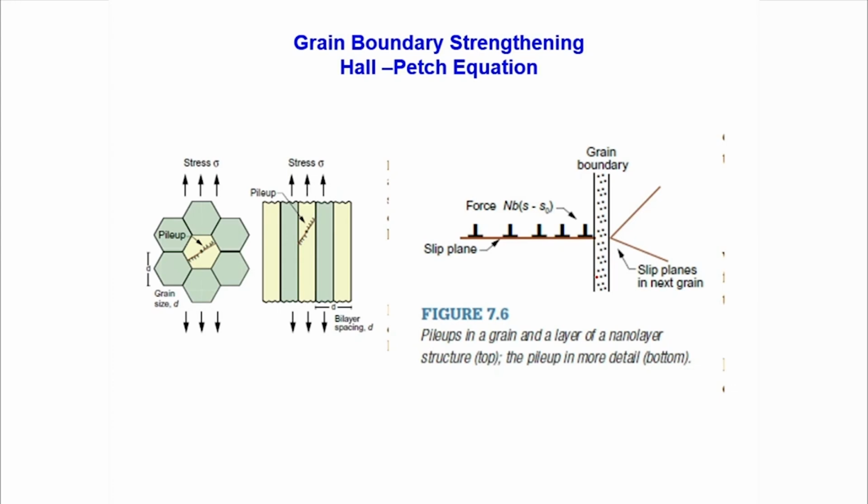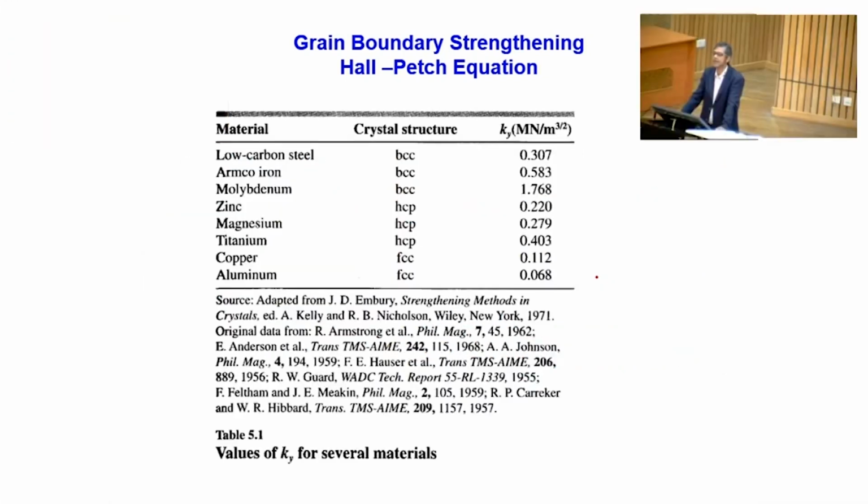This is what I discussed at the beginning of the lecture and am telling you again and again so that you do not forget. Well, K has values in gigapascals, or mega Newton per meter to the power 3 by 2. That is what it is. This is taken from the book of J.D. Embury, Strengthening Methods in Crystals, and many others, Kelly and Johnson, or maybe some other papers also. As you can see, BCC metals have very high values of K.